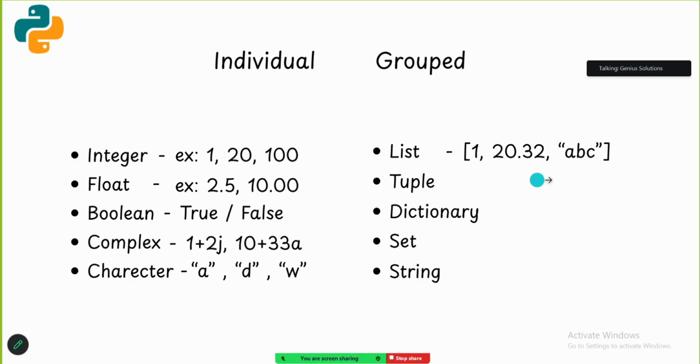Okay, now coming to tuple. A tuple is represented using parentheses. It also allows multiple types of data. It means heterogeneous data types. It allows multiple types of data.